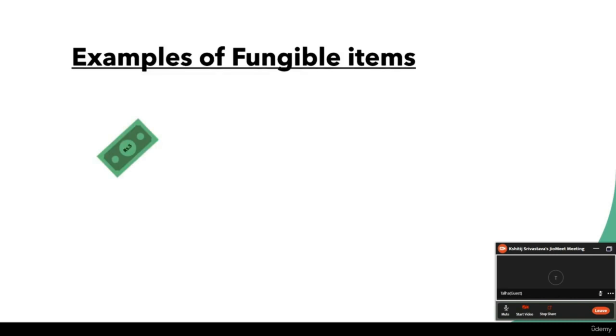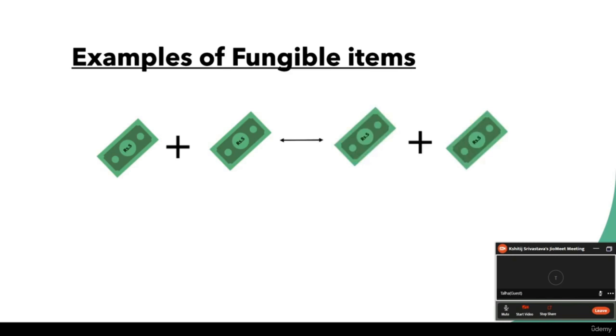To understand this, let us see some examples. Suppose I have two 5 rupee notes and I can exchange these with two other 5 rupee notes. So unless these notes are torn or damaged, I can exchange them with two another 5 rupee notes, because all of them are representing the same value of 5 rupees. So here these notes will come under the category of fungible items.